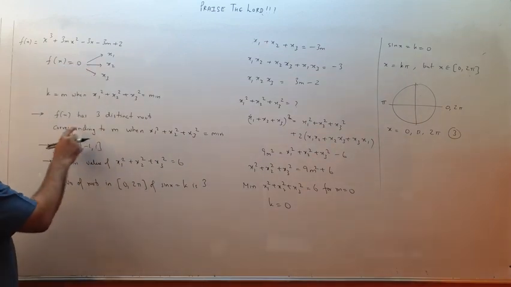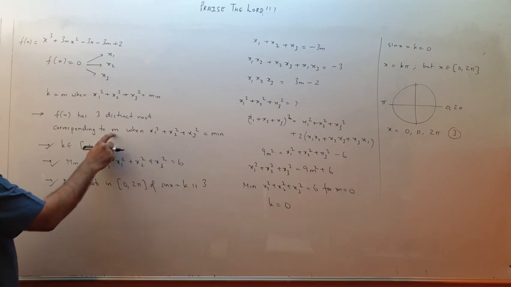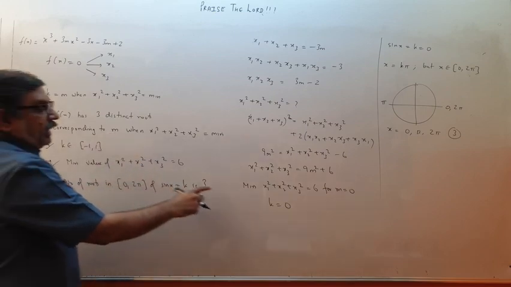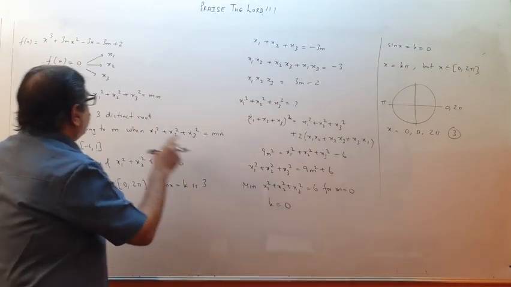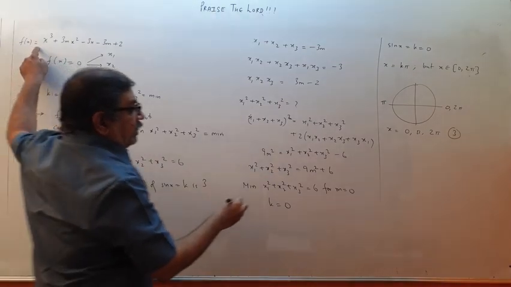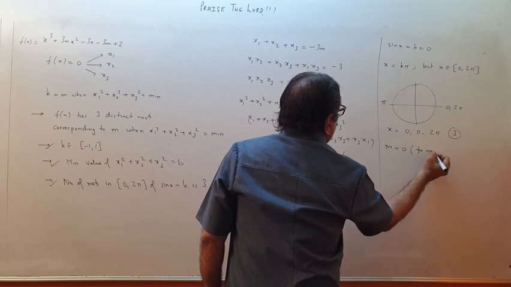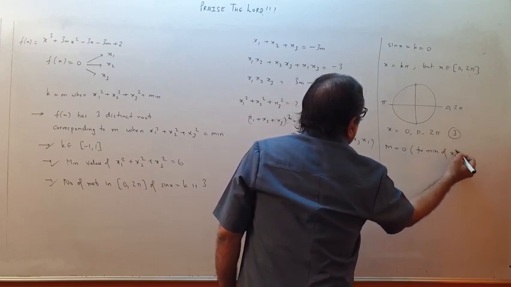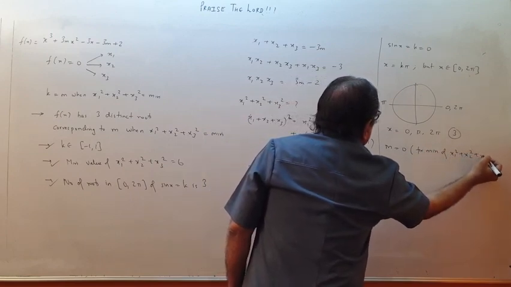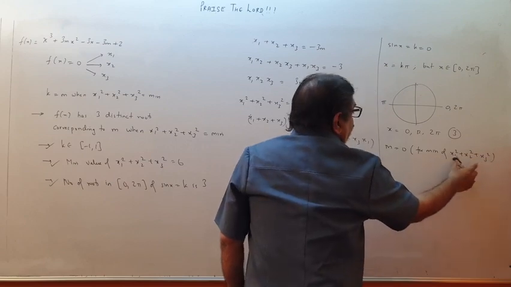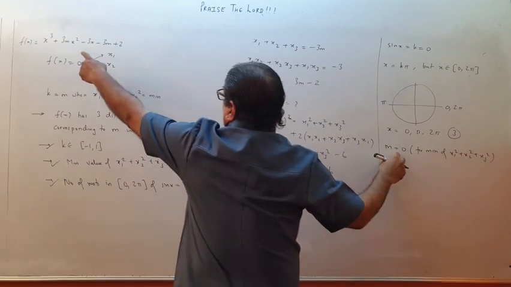And then f(x) has distinct roots corresponding to m when this is minimum. So corresponding to m equal to how much? 0. m was 0 when we want the minimum value. So I put m as 0 over here in the last option. We get the minimum value of x1 square plus x2 square plus x3 square when m equal to 0. So I put m equal to 0 there.